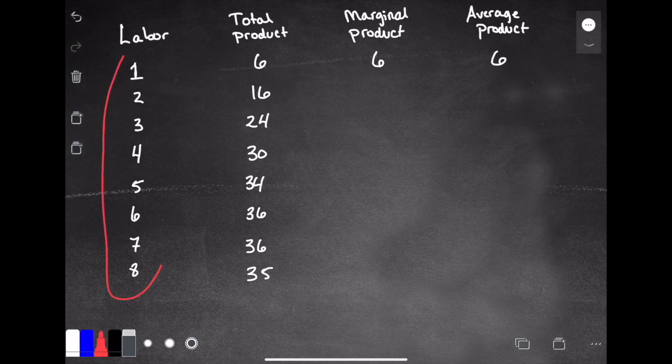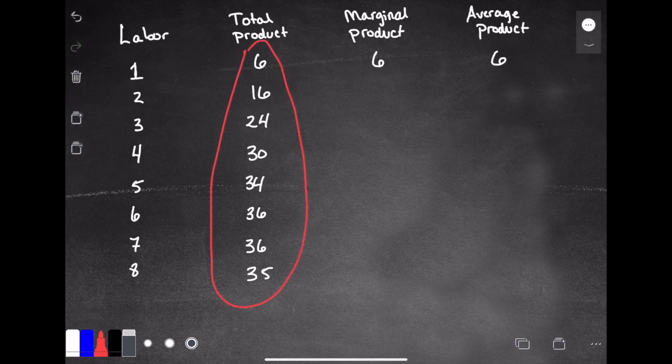What we've got here in the leftmost column are the units of labor. You could think about these as the number of workers. The total product, in the second column, is the total amount of output that these workers are able to produce together. The marginal product is still going to be the additional product that the next unit of labor is able to provide. And the final column, the average, is just the total product divided by the units of labor.